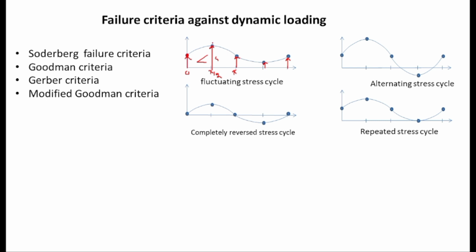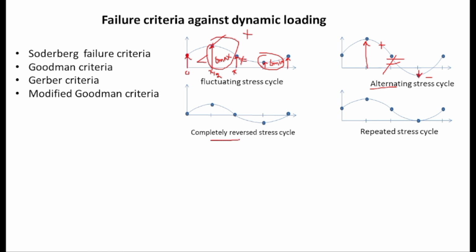Here this value is the maximum value, so I will represent the stress at this point by sigma max, meaning the maximum stress, and this is minimum stress. Now the definition for the fluctuating load is that when sigma max is not equal to sigma minimum and both have positive signs, then that type of load is called fluctuating load. And in case of alternating, this one is sigma max and this one is sigma minimum. You can see that sigma max is not equal to sigma minimum, and sigma max has positive sign and sigma minimum has negative sign. So this is the definition: for alternating load the sigma max will not be equal to sigma minimum, and sigma max will have positive sign, sigma minimum will have negative sign.